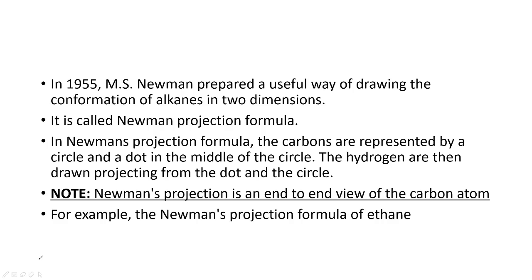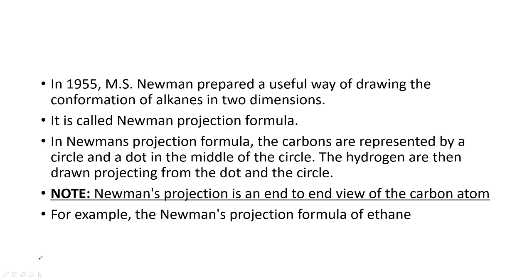Something you need to note is that Newman's projection is an end-to-end view of the carbon atoms. What it means is that the carbon atoms are overlapping each other. So when we're viewing one carbon atom, we're actually viewing both carbon atoms because they are overlapping. That's what this means.